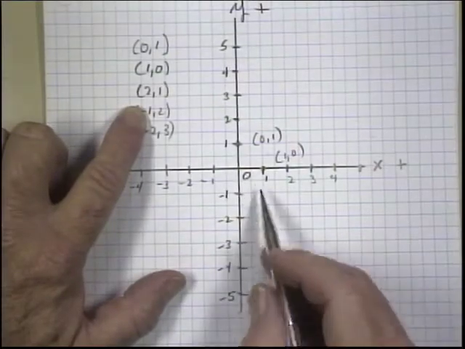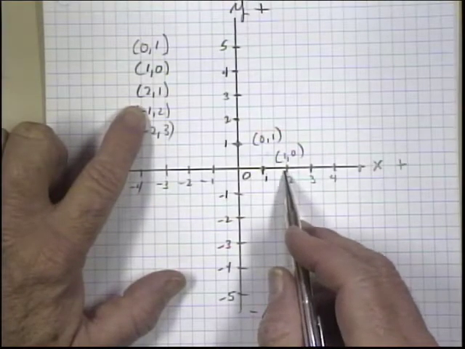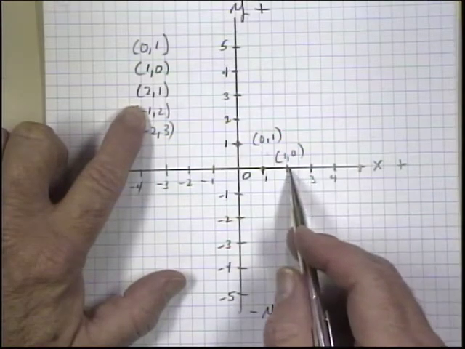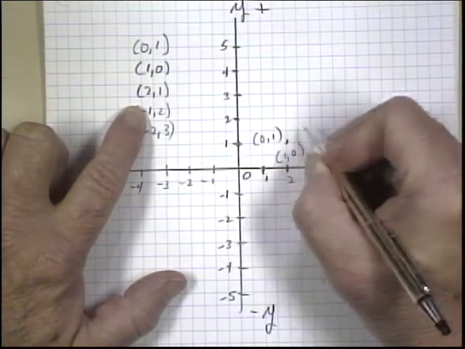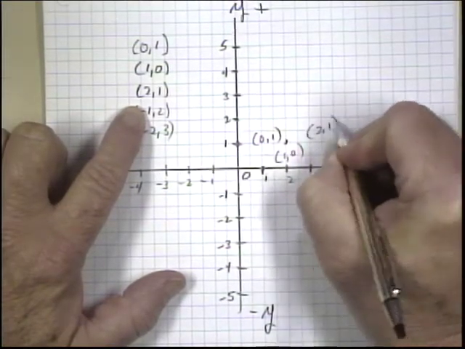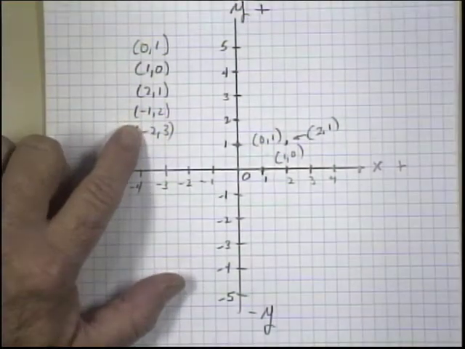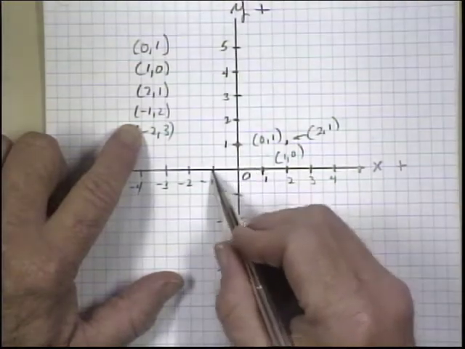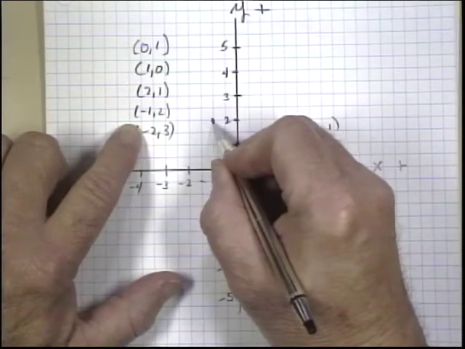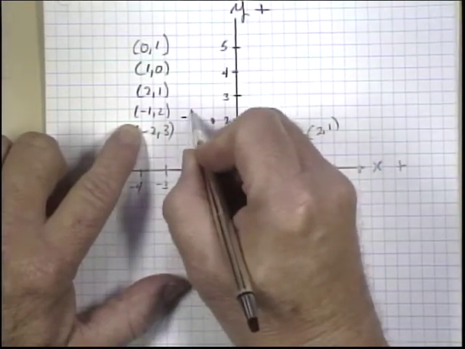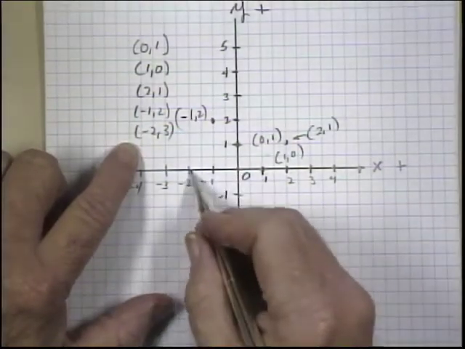Our next point is x equals 2, y equals 1, which would be up here. So this is 2 and 1, that point there. Our next one, x equals minus 1, y equals 2. That's right here. This is minus 1, 2. And the next point is minus 2 and 3.